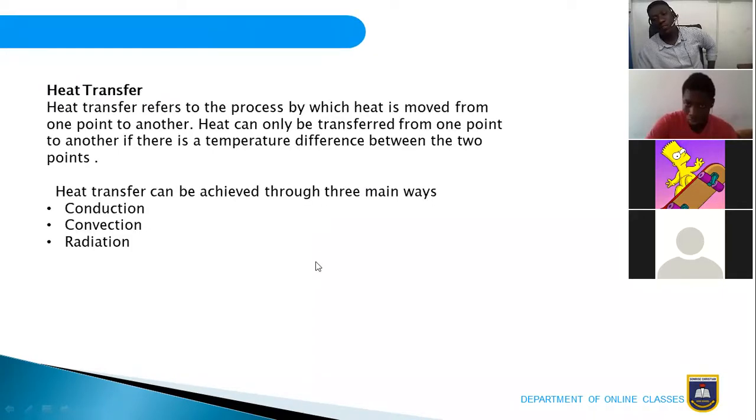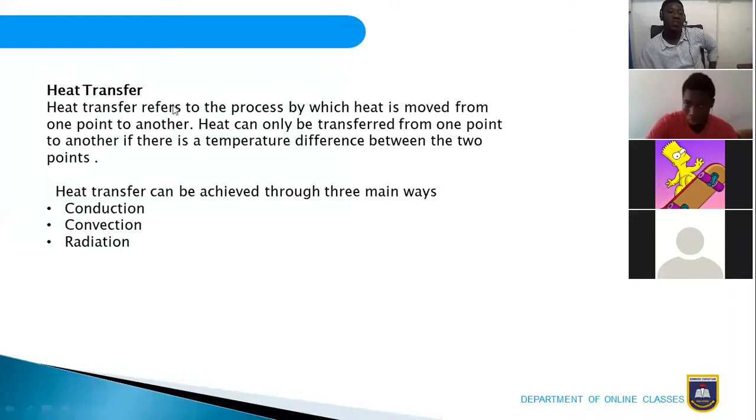Let's look at heat transfer. If we talk about transfer, that means movement from one place to the other. That means you are moving one material from one place to the other. So if we talk about heat transfer, that means we are moving heat from one place to the other.